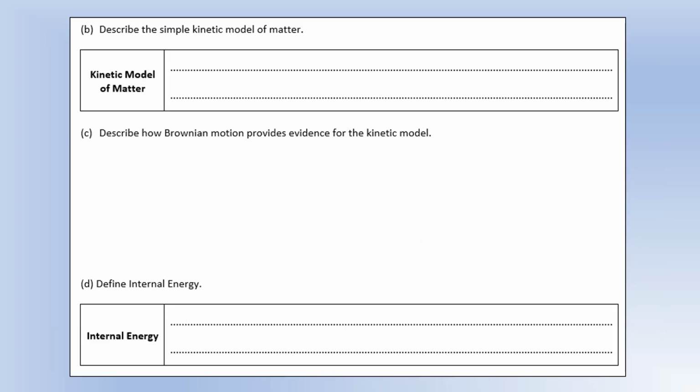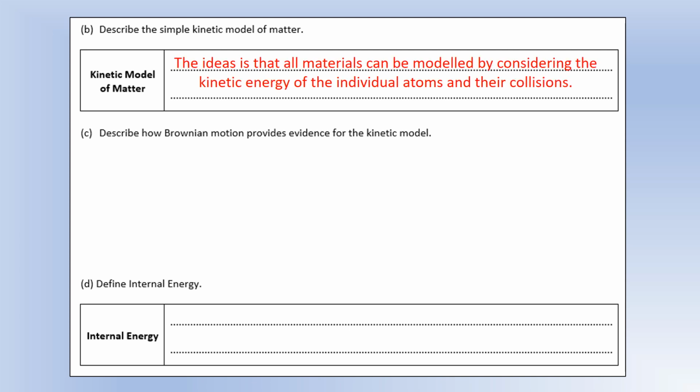Okay, so the next one: describe the simple kinetic model of matter. So this is the way of modeling a solid, a liquid, or a gas by considering the kinetic energy of the individual atoms and their collisions. And as we'll see, we also start to think about their electric potential energy as well. But this is what essentially we mean by the kinetic model. And there's an experiment you can do to actually evidence that this is the case, that things are made of these small atoms with kinetic energy that we can model.